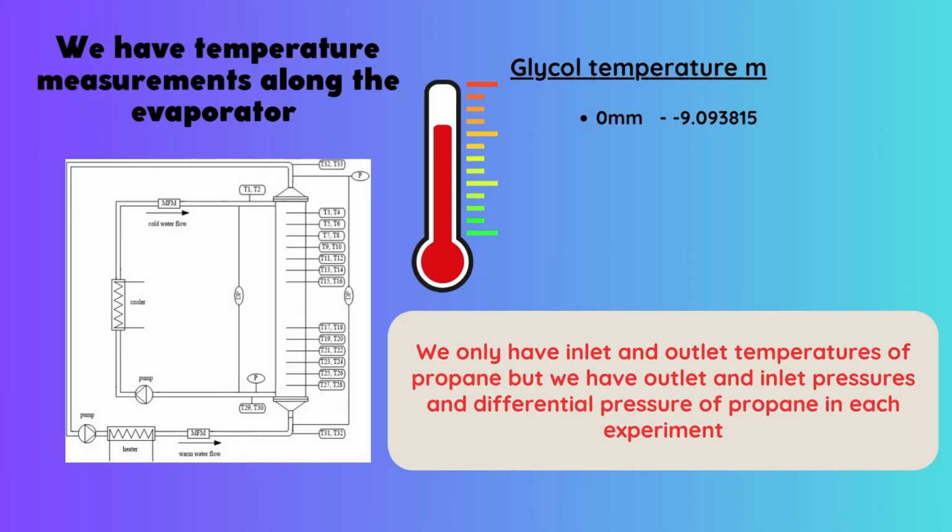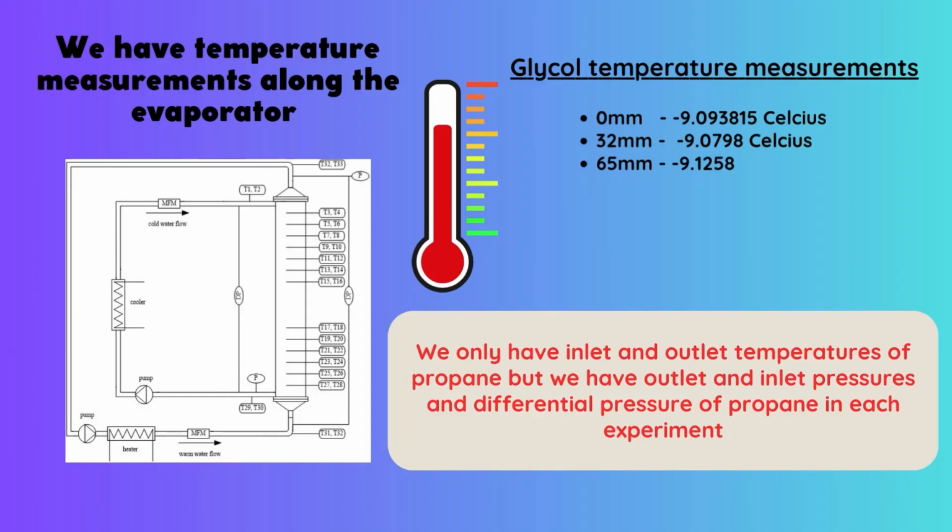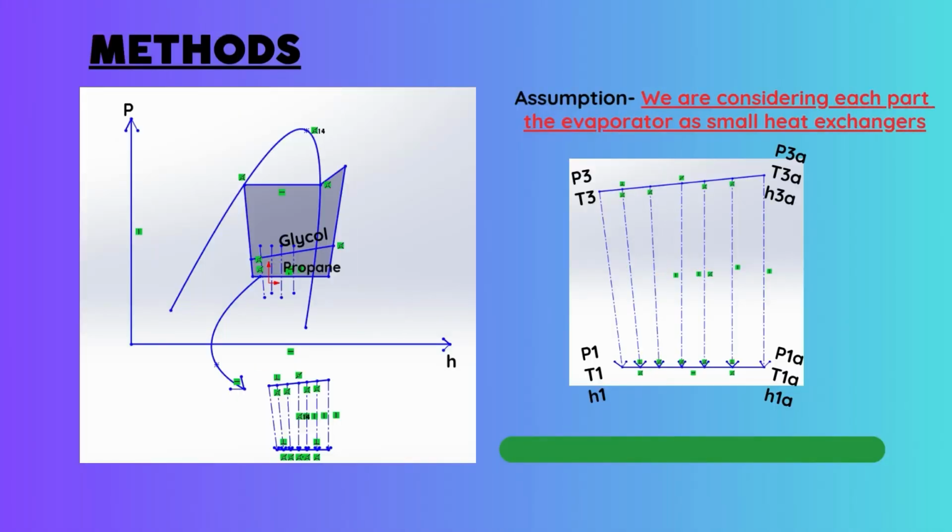We have temperature measurements along the evaporator using glycol. If we take input as 0 length, temperature is taken. In that way, we have temperature measurements in glycol. We have only inlet and outlet temperatures of propane, but we have outlet and inlet pressures and differential pressure of propane along the evaporator.